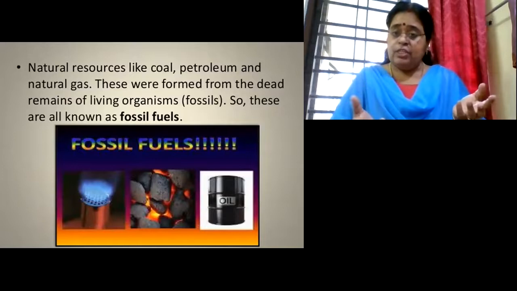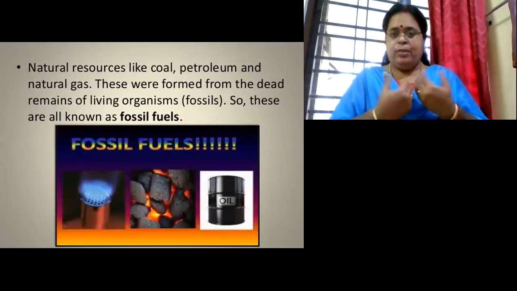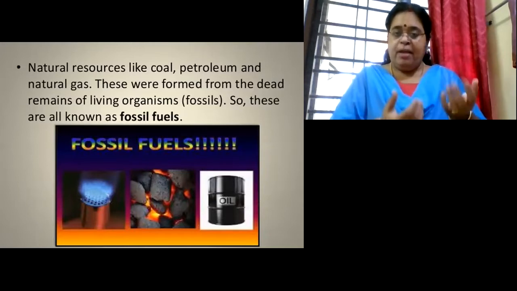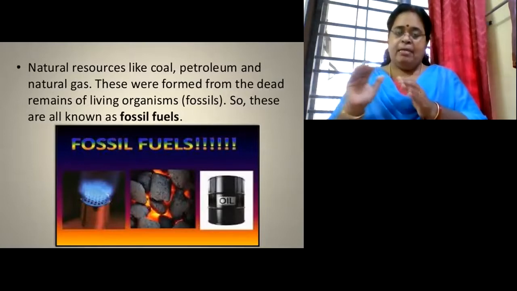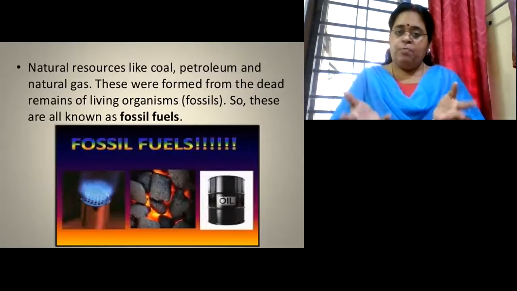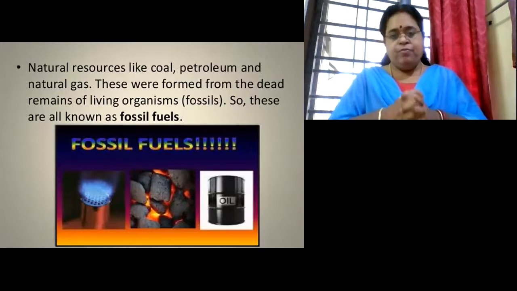What are fossils, children? You might have studied in your lower classes that when the living organisms die, when plants die or when animals die, some parts of their body remain back between the rocks or between the soil, etc. And what do they form? They form fossils. So from these fossils, that means from the dead remains of plants and animals, when some natural things or resources are made, they are called fossil fuels.